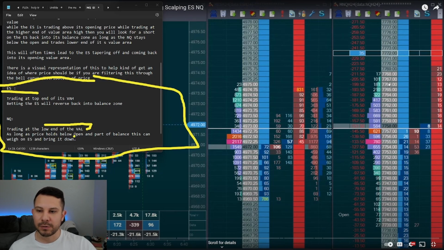As long as price holds below the open part of the balance, this can weigh on the ES and bring it down. Okay, so that's pretty much the principle here. And again, this can work to the upside as well.